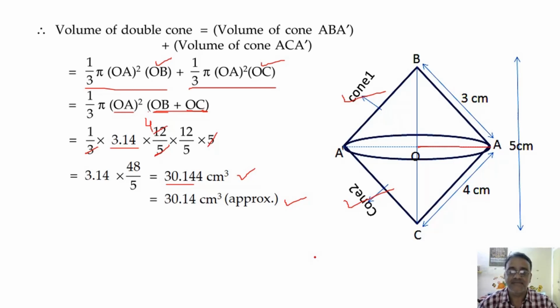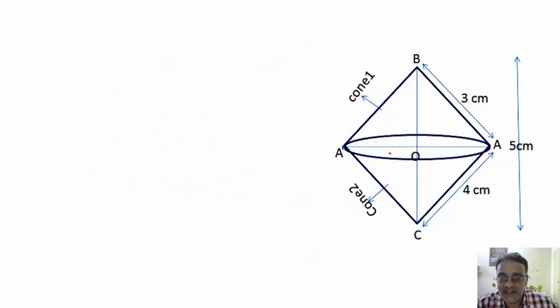Okay, now we'll move towards surface area, the total surface area. This surface will not come because it will be the internal one. Only the curved surface area of the upper cone and the curved surface area of the lower cone. What is the formula of curved surface area of a cone? Pi RL.